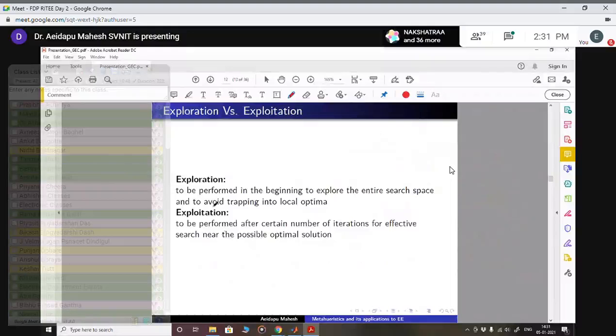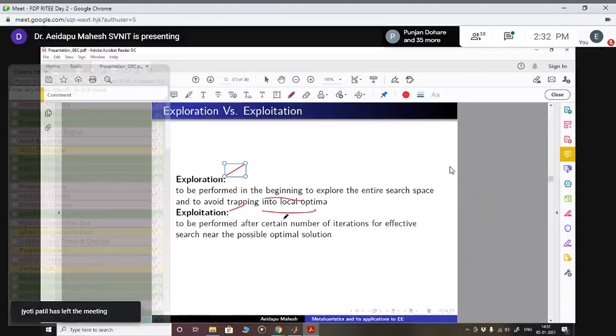Now, as I told you, there are two important aspects: exploration and exploitation. I said I will discuss it now. The exploration part is to be performed in the beginning to explore the entire search space and avoid trapping into local optima. And exploitation is to be performed after a certain number of iterations for effective search near the possible optimal solution.